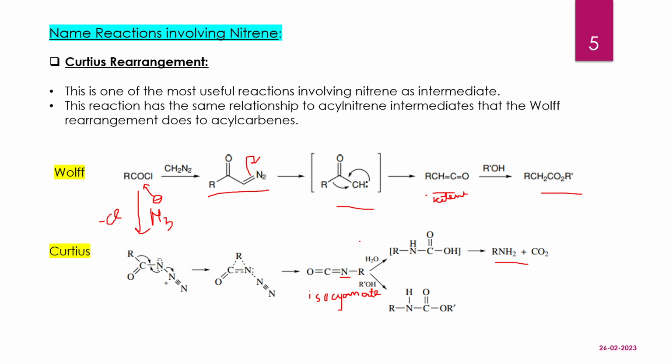So what is the difference between the Wolff and Curtius? In the case of Wolff, we are getting a ketene intermediate after the migration of the R group, but in the case of Curtius, after the migration of the R group, we are getting an isocyanate intermediate. And when we add any solvent like water or alcohol, we will get this type of ester or acid. When it is acid, there is a removal of carbon dioxide, leading us to the amine. Okay.